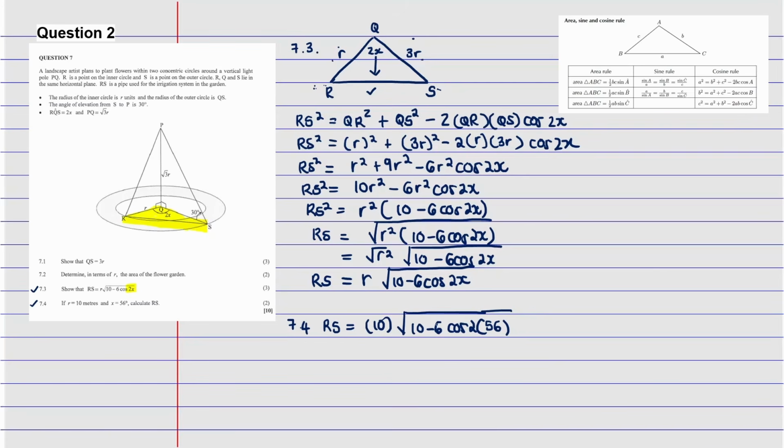Then if you punch that into your calculator, you're going to get your answer as being the following. RS is going to be equal to 34.9, right? So RS is approximately equal to 35 meters. So that's how you would answer this question.